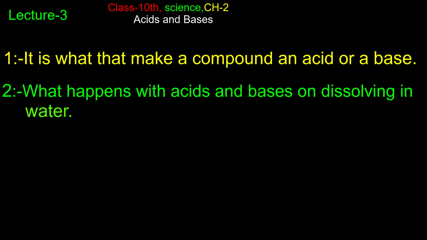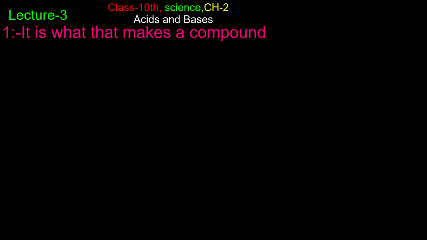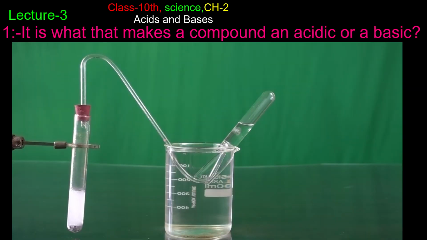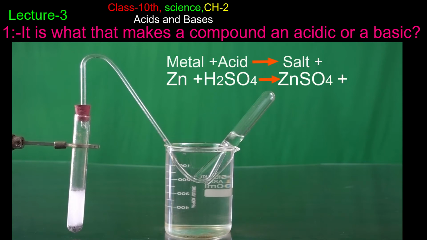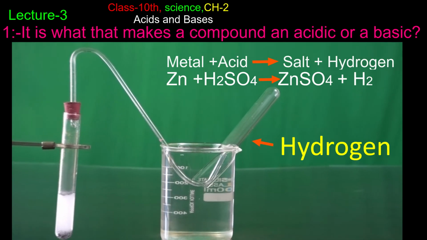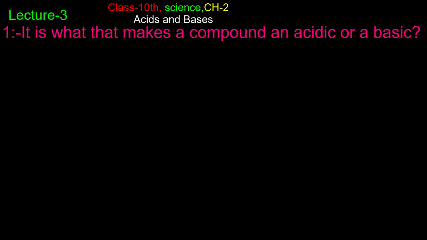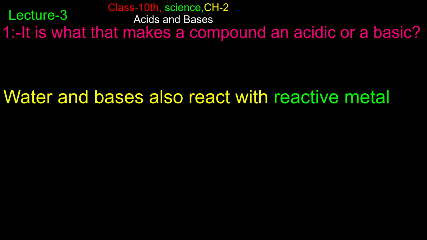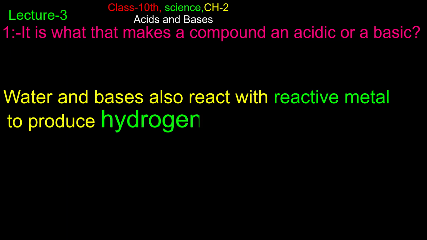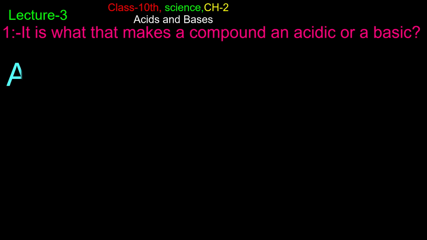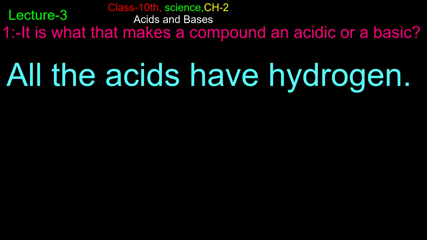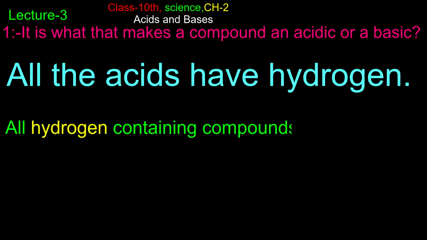Let us discuss the first point, what makes a compound acidic or basic. In the reaction of acids with metals, we saw that hydrogen is evolved besides formation of salt. It means all acids have hydrogen. But water and bases also react with reactive metals to produce hydrogen. It means all the acids have hydrogen, but all hydrogen containing compounds are not acids.